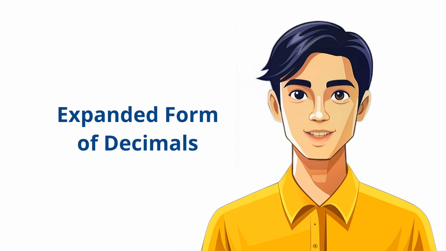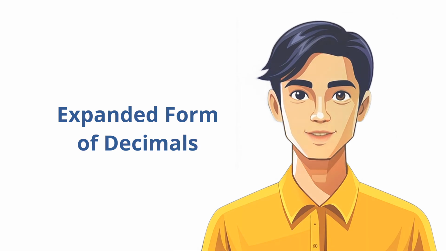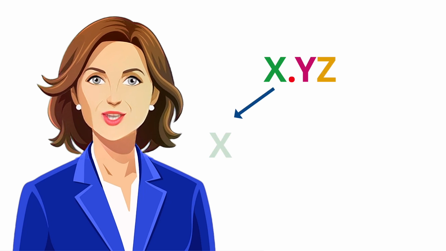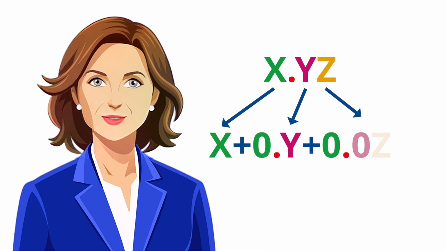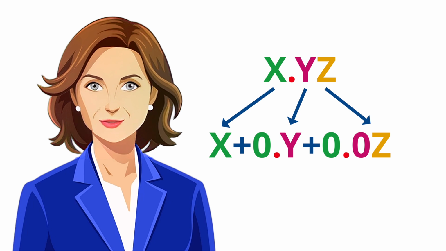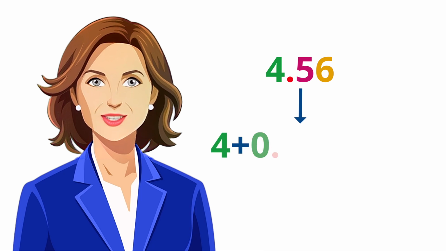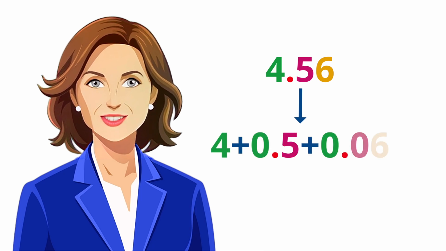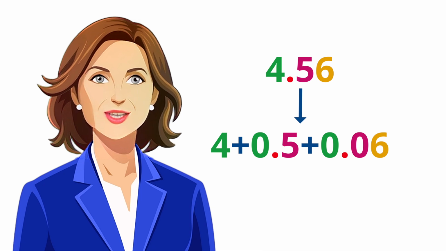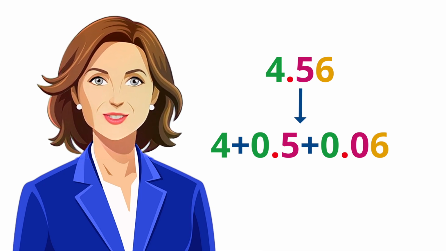Can decimals be written in expanded form, like whole numbers? Yes, decimals can be written in expanded form to show the value of each digit. Example, the decimal 4.56 can be written as 4 plus 0.5 plus 0.06. This helps break down the number into its individual parts.